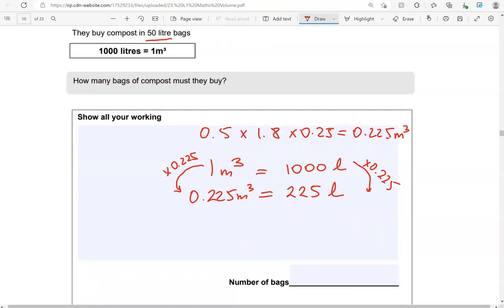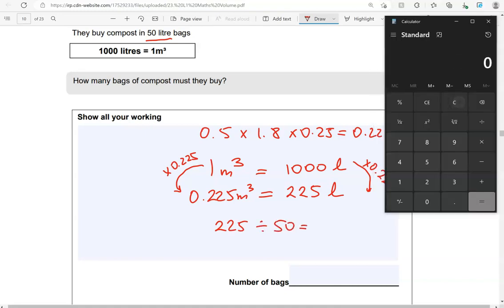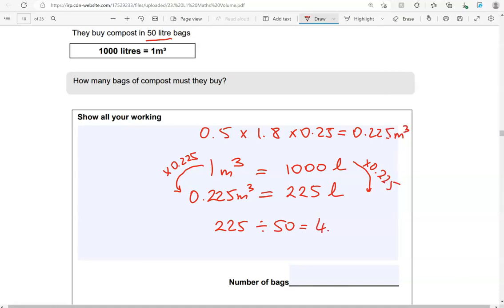And compost comes in 50-litre bags. So to work out how many bags they need to buy, we are going to do 225 divided by 50, which is 4.5 bags. So I'm going to say 5 bags, because you can't buy part of a bag and you can't buy less, so it's okay to buy a bit more.